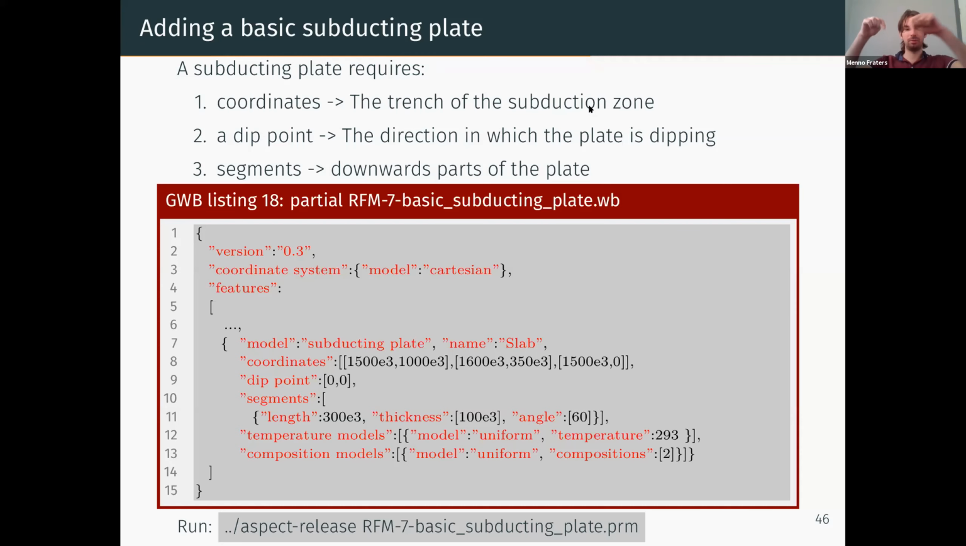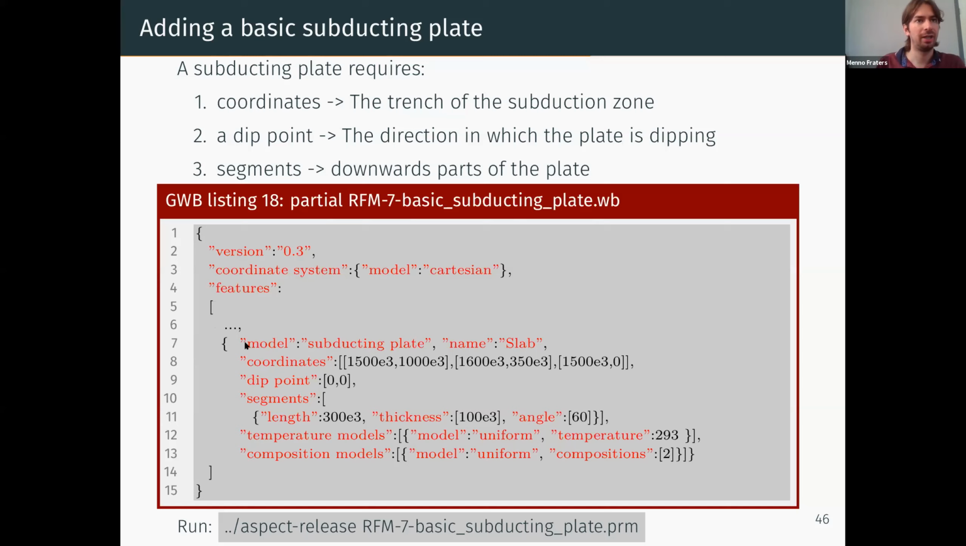That's why you need to think about where you point the coordinates. You need to provide a dip point, and this point defines the direction in which the subducting plate is dipping. I will show you in a minute how that works. And then you have segments, and segments are the downward part of the plate. I'll also show you how that works in a minute. This box is red because it's only a part of this file. This file will just work fine, but I only show a part of the file, and the dots over here are the part which is missing.